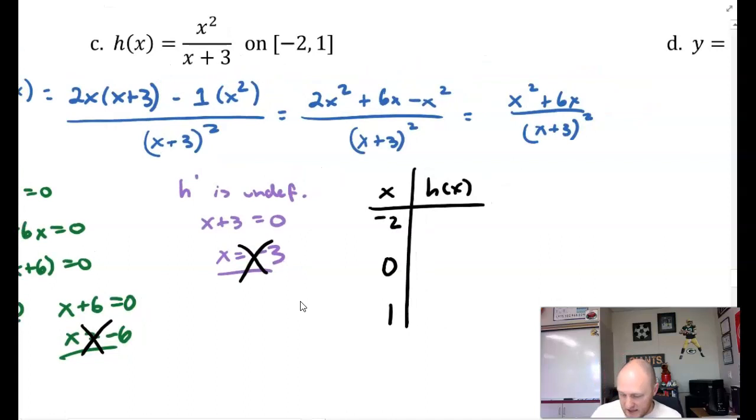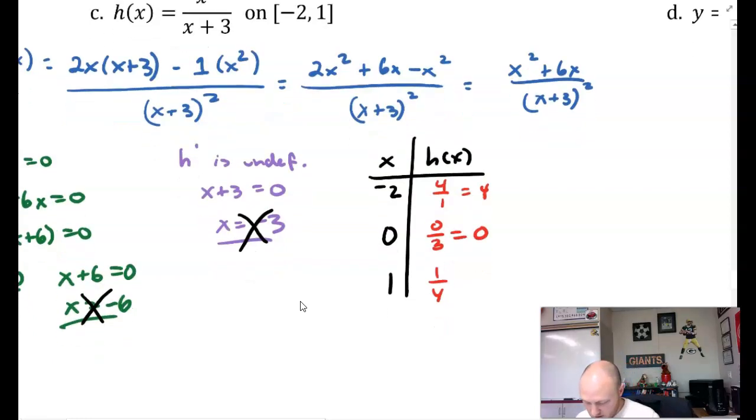Now we're going to go ahead and test this. So when I plug this in, we get 4 over 1, which is equal to 4. If I plug in 0, we get 0 over 3, which is 0, and 1 over 4. Okay, so there's our values.